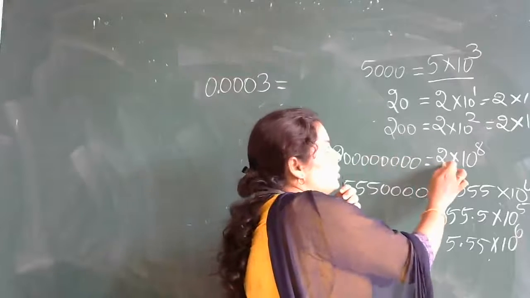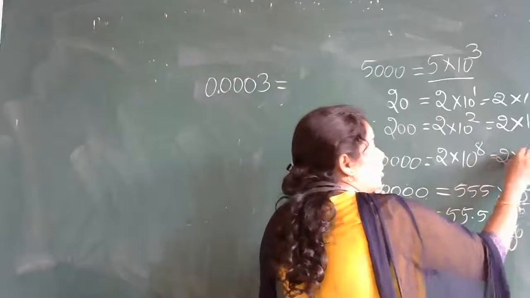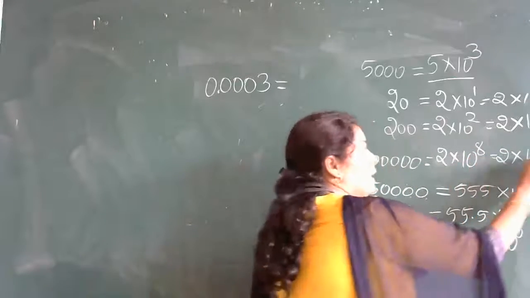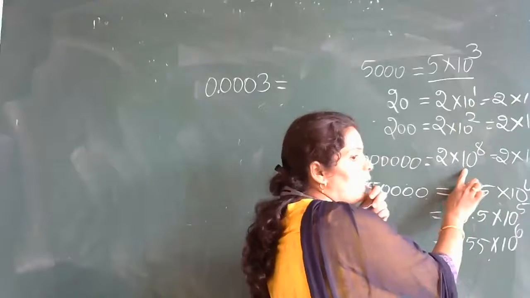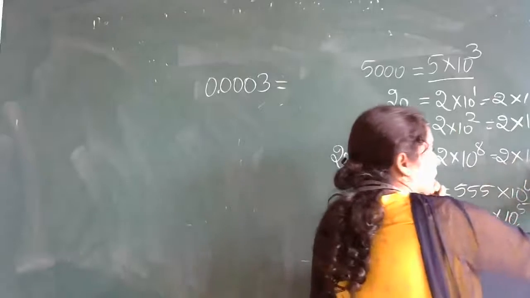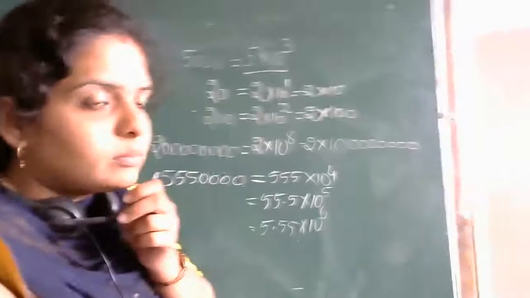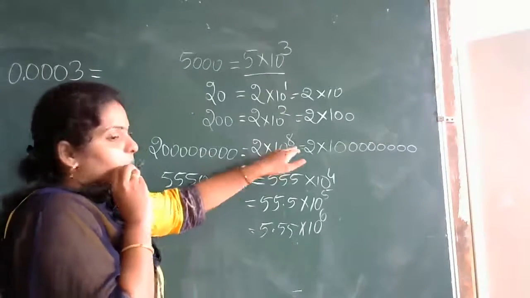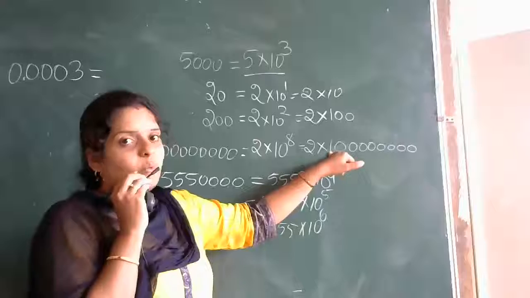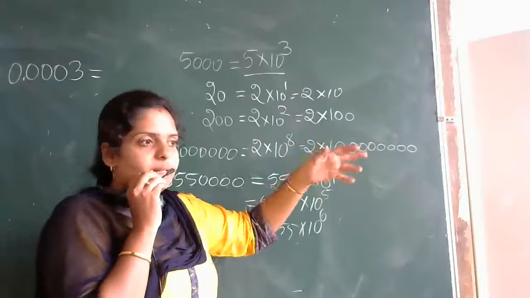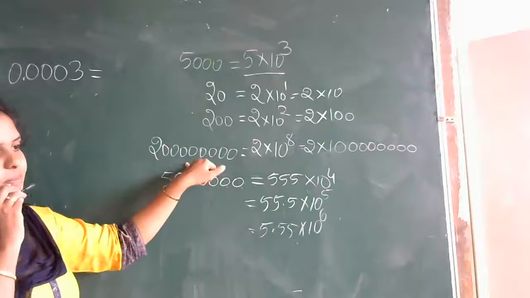Now you see, 2 into 10 raised to 8. In the sense, you write 2, and after 1 you write the zeros. Here after 1, how many zeros are there? See, 1 2 3 4 5 6 7 8. Whatever power is there, that many zeros you will get after the 1. Understanding? If you have a calculator, you can do this. If you multiply 2 into this one, you will get the answer as this itself.